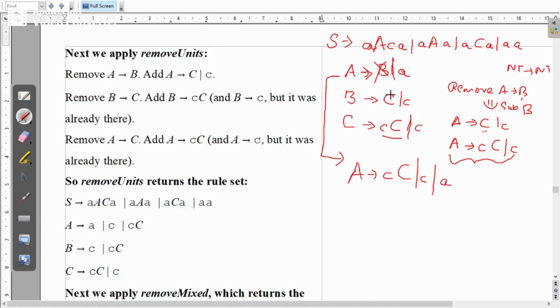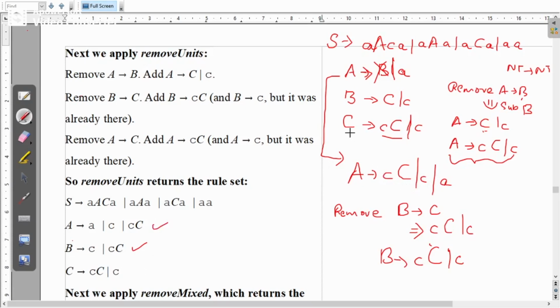Let's try for this. B gives C. B gives C also you have to remove. In place of it we have to apply C's production, which will be CC or C. So B will give you C or CC or C. That we have to add. So you can check here, this is what we are going to write. And A gives A or C or CC. You can write this way or that way, it's one and the same. So this we have got.